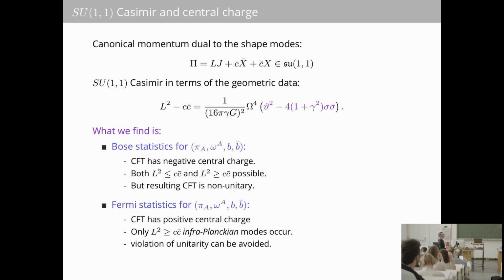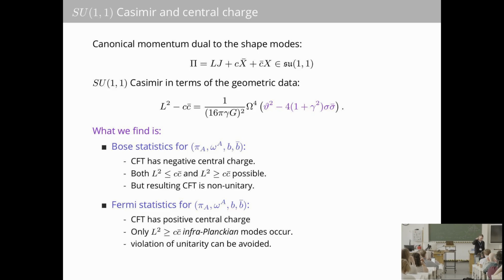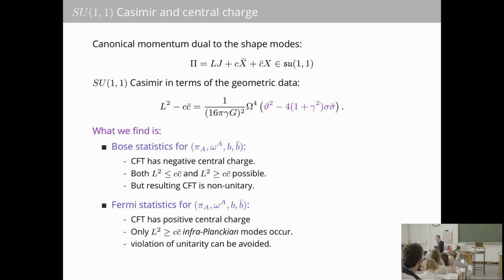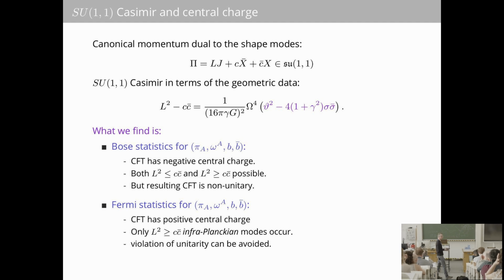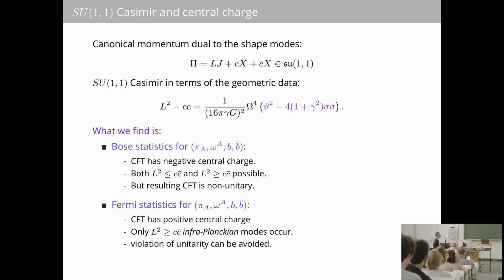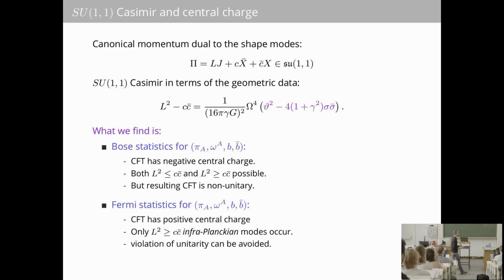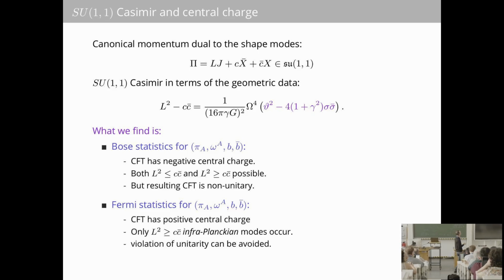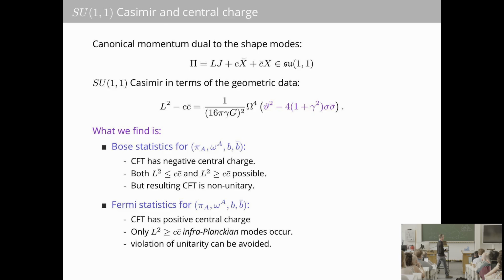Notice that here, suddenly the Barbero-Immirzi parameter of LQG appears. And what I now find is that if I choose bosonic commutation relations, the CFT has somewhat of a problem because the central charge is negative, and then the mathematicians, or the theoretical physicists, tell you that the underlying CFT is non-unitary. So this is not really quite working, because of the negative norm states. But this can be avoided if we choose Fermi statistics for those fields.